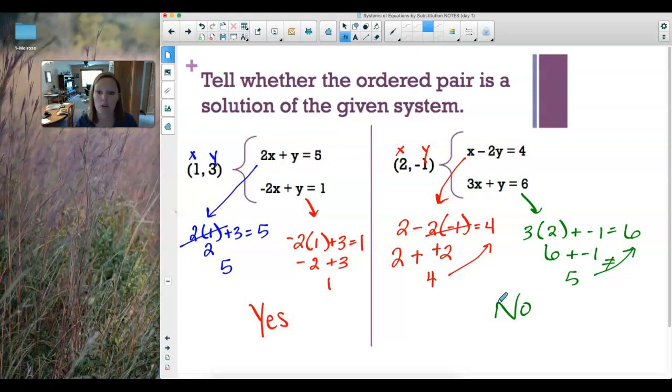Now your job is to do a couple problems like this as homework. It shouldn't take you very long, but I do want to see the work of how you checked it and whether it works, yes or no. So just make sure you're showing your work along the way. You're only going to have 2 problems to do, so it shouldn't take you that long.